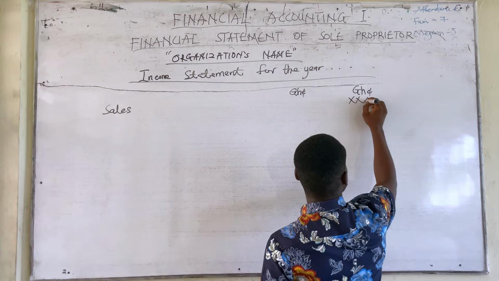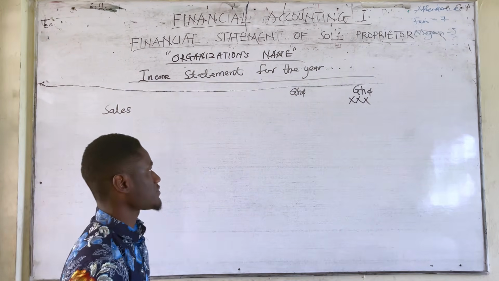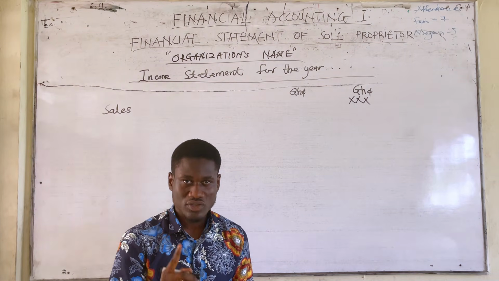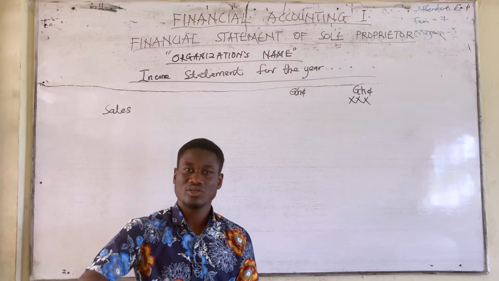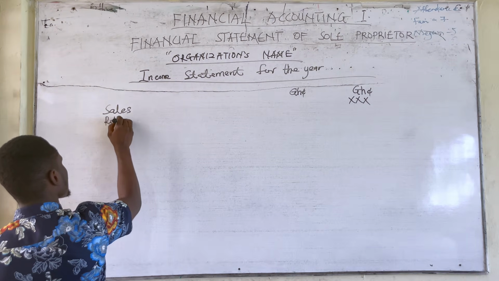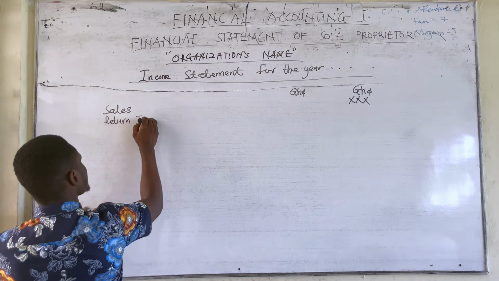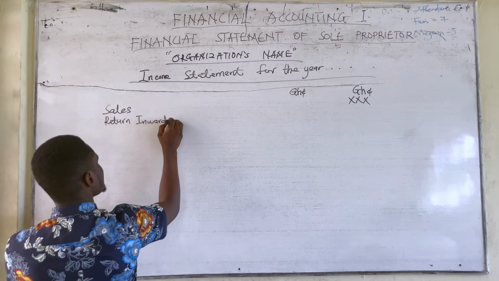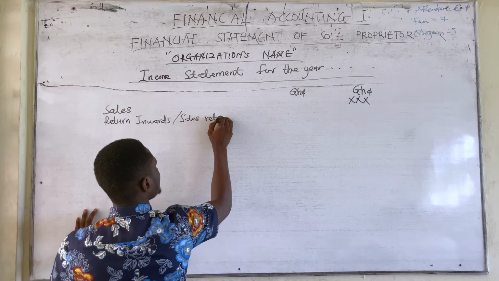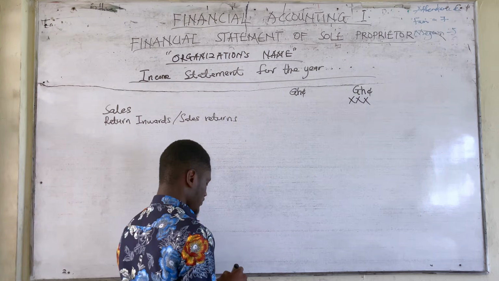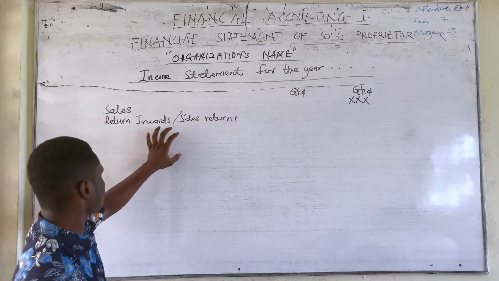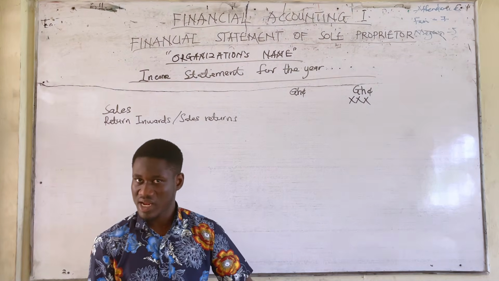You bring the sales to the last Ghana cedis. They get it. Then you look out for your returns inwards. Note, returns inwards is the same as sales returns. Okay, so you bring your returns inwards, or sales returns. Good. The returns inwards will be in the trial balance.